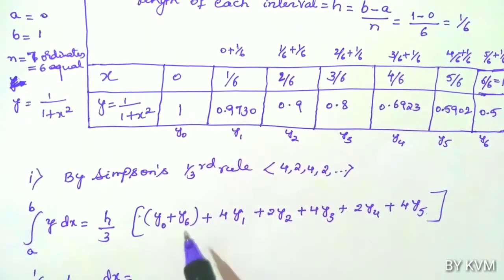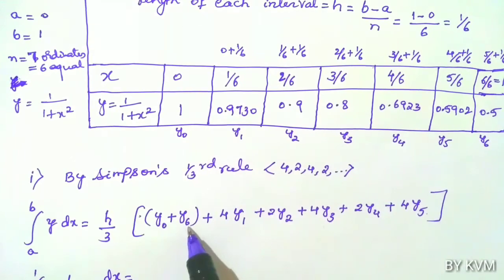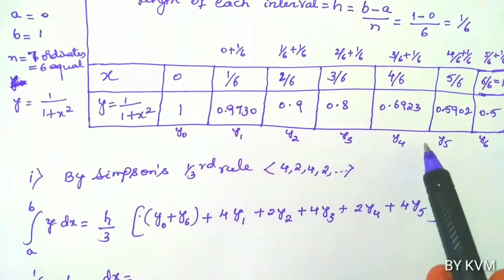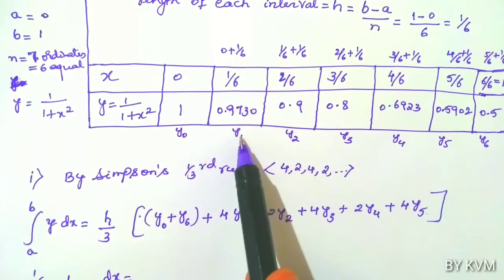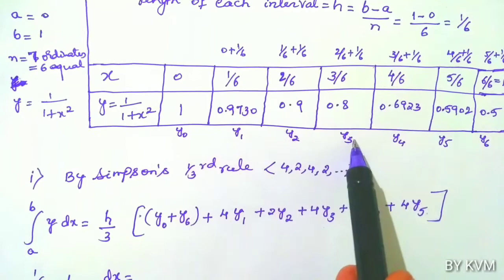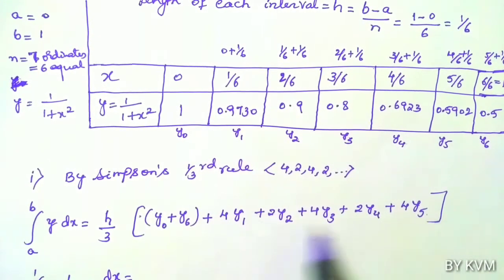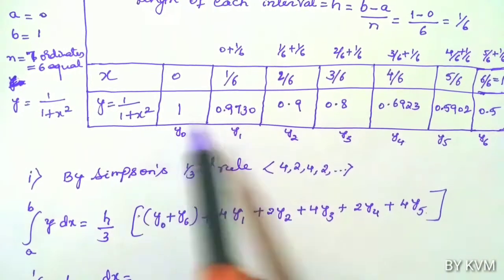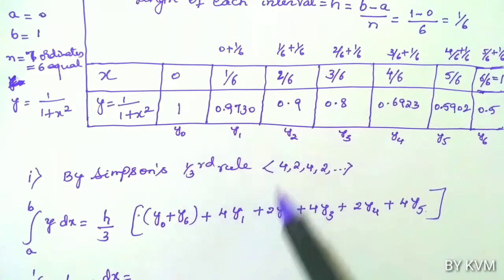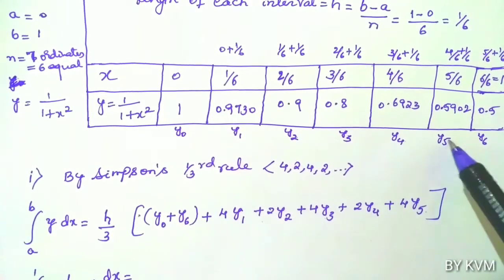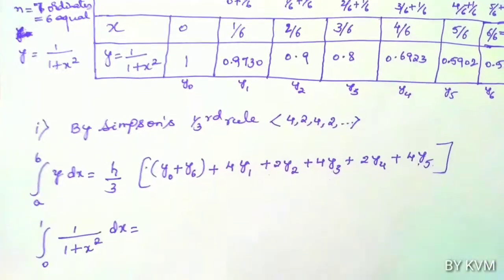Then y0 plus y6, that is the first value plus the last value. The first value is y0, the last value is y6. And the rest of the y values you have to multiply by 4, 2, 4, 2: 4 into y1, 2 into y2, 4 into y3, 2 into y4, plus 4 into y5. That's what I have written here. Now substitute all the values in the formula.